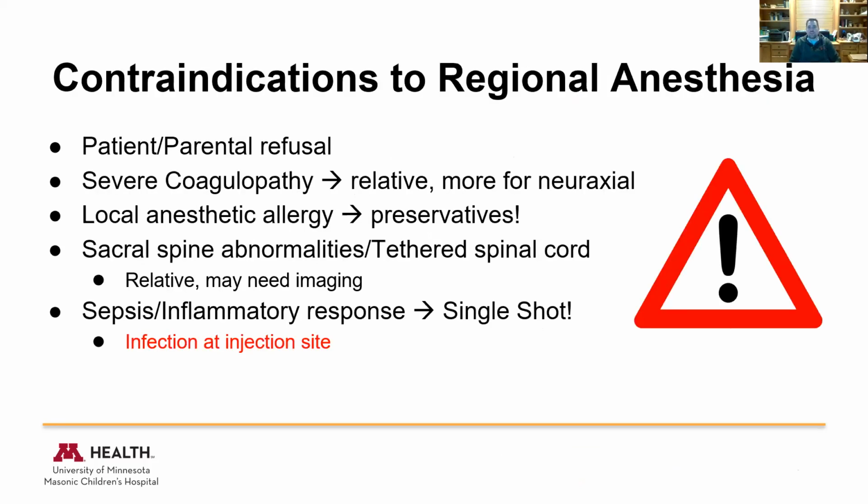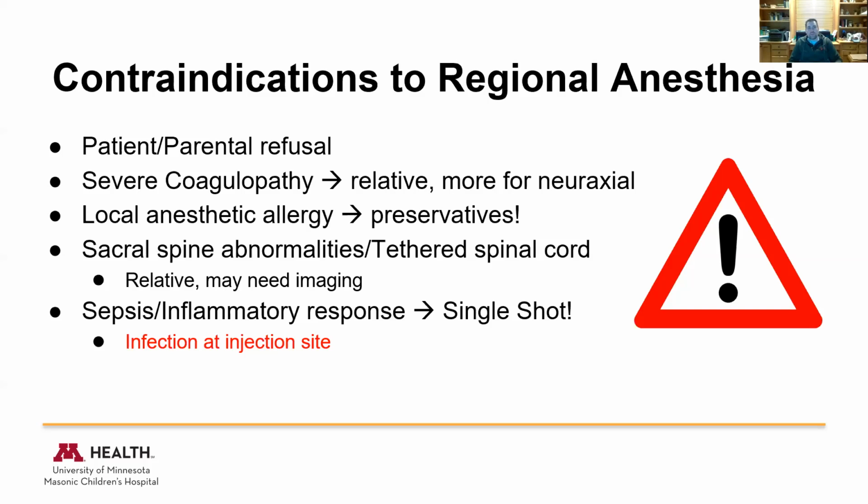What are contraindications to regional anesthesia? Some of them are absolute, some of them are fairly relative. An obvious refusal of the patient or a parent is an absolute contraindication. Severe coagulopathy is more of a relative one. We typically avoid doing neuraxial blocks if somebody has severe coagulopathy.